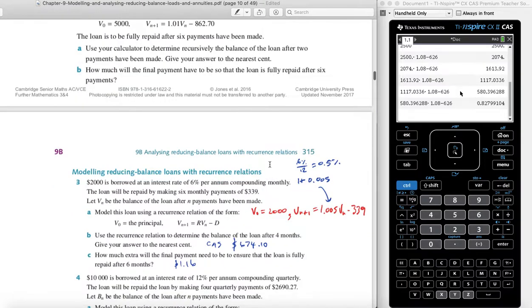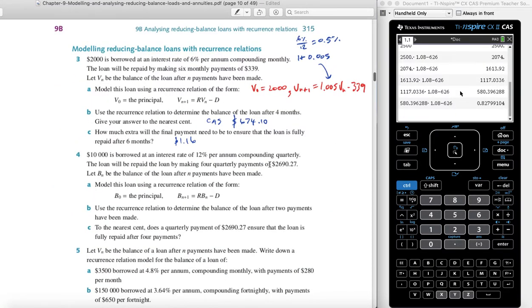Let's do another one for you. Question 3. $2,000 is borrowed at an interest rate of 6% per annum compounding monthly. That already tells me straight away it's 6% divided by the 12 months, which is 0.5%. The loan will be repaid by making 6 monthly payments of $339.